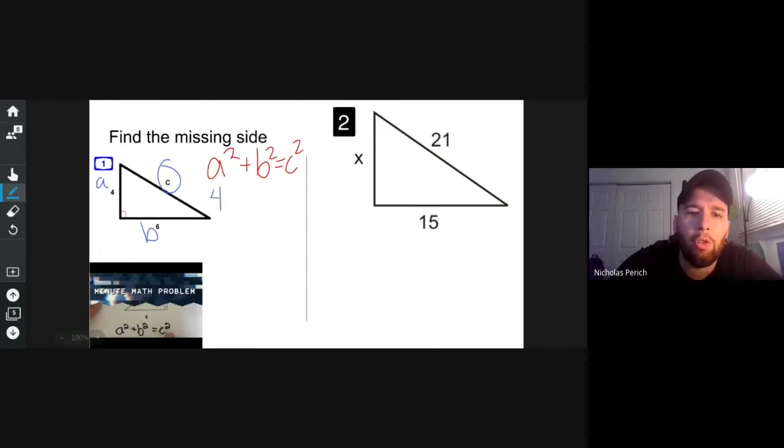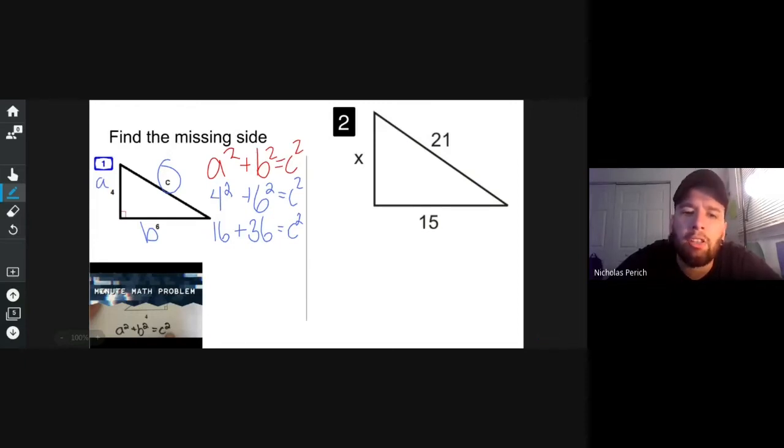If I called A 4, then I'm going to replace A with 4. So I have 4 squared. And if I have B, which I'm calling 6, I'm going to replace the B with 6. And I don't know what C is, so C squared. 4 squared is 16. 6 squared is 36. Equals C squared.